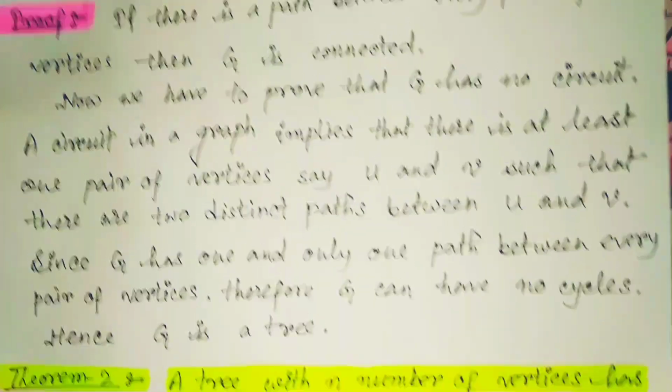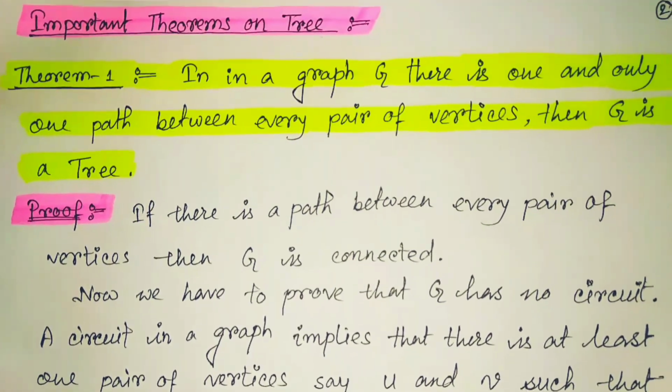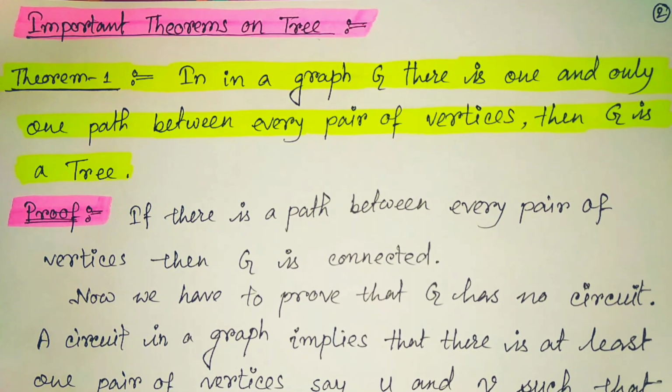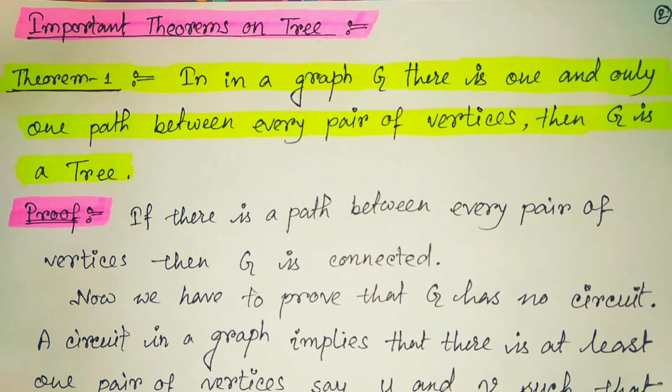Next, some important theorems on the tree. The first theorem is: in a graph G, if there is one and only one path between every pair of vertices, then G is a tree. So how to prove this one? What is the theorem? In a graph G, there is one and only one path between every pair of vertices. Then G is a tree.